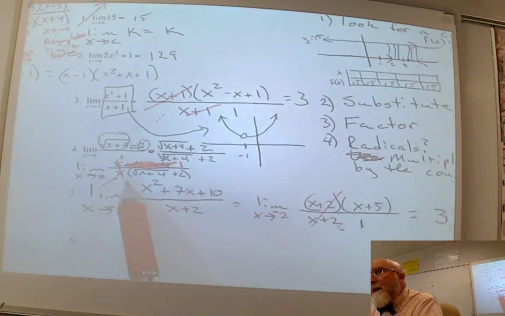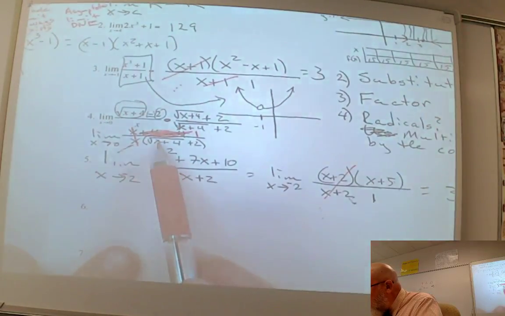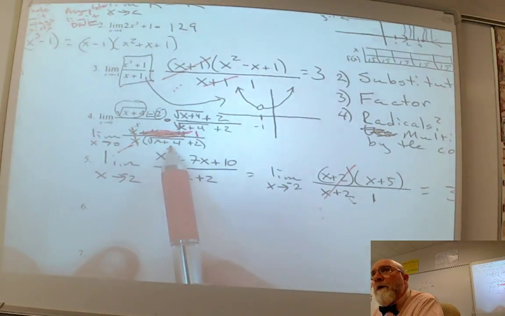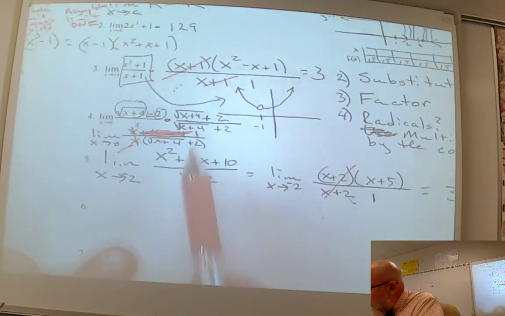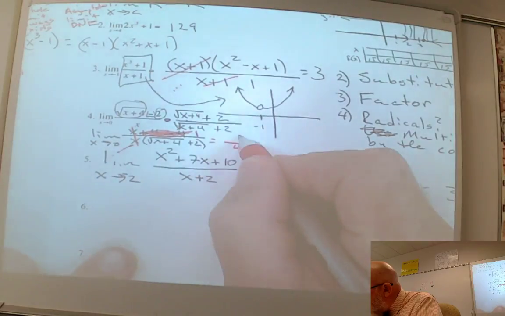So now I'm going to see if I can substitute 0 into here. So I have 0 plus 4. What do I get? 4. The square root of 4, 2. 2 plus 2 is 4. And so I'm going to have 4 on the bottom, and I'm going to have 1 on top.